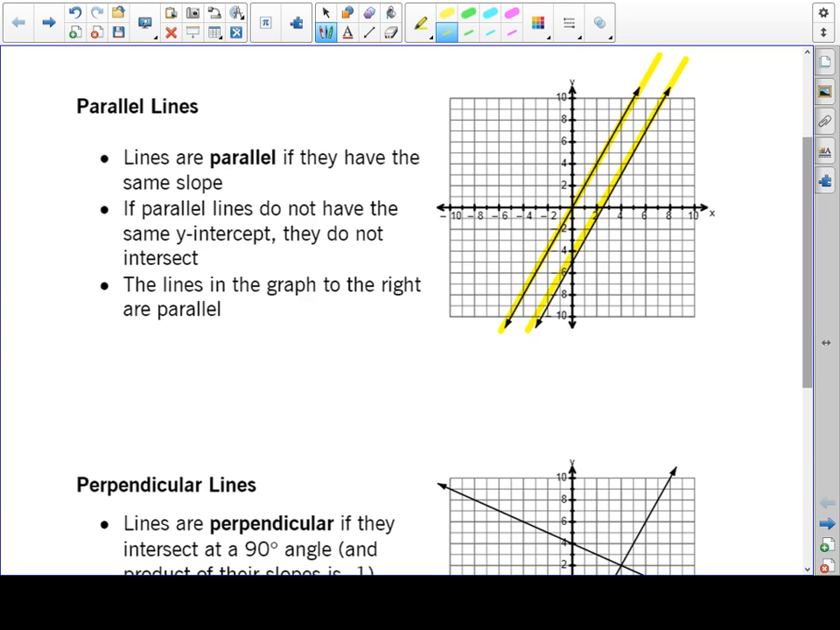Okay? Parallel lines have the same slope. That's the major takeaway. Parallel lines have the same slope. The slopes are equal. Maybe it's 2/3, maybe it's -7/4, but the slopes are equal for parallel lines. Okay?